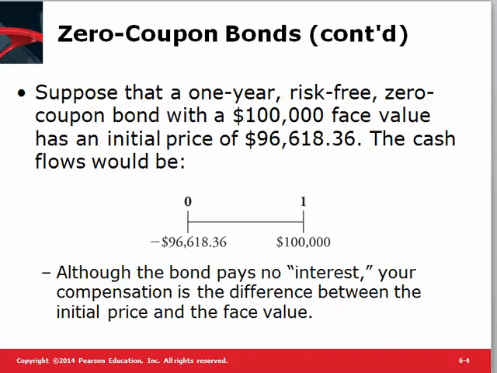You have a 1-year bond. It's going to mature, and it's going to have a $100,000 face value. It currently sells at $96,000 odd. So this is how the cash flow would work. You pay $96,000 odd today. You get $100,000 at the end of the year. It pays zero interest, so this is a zero coupon bond.